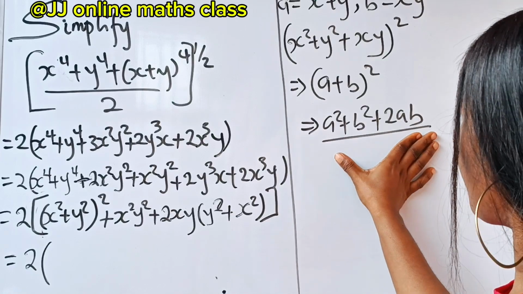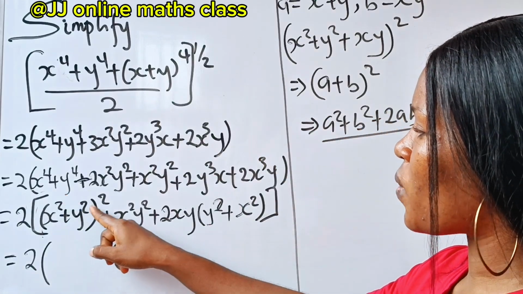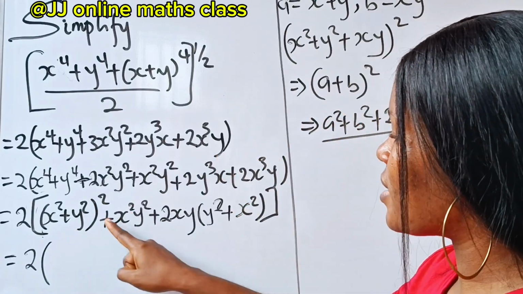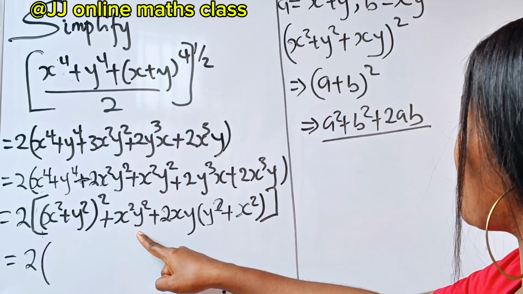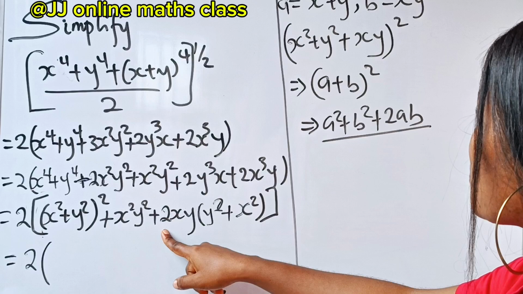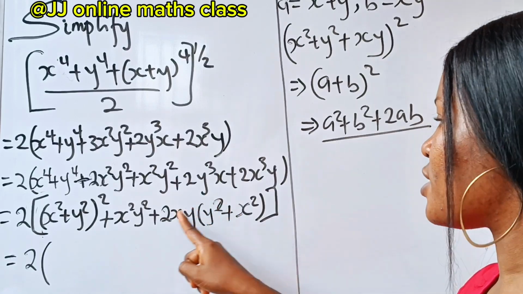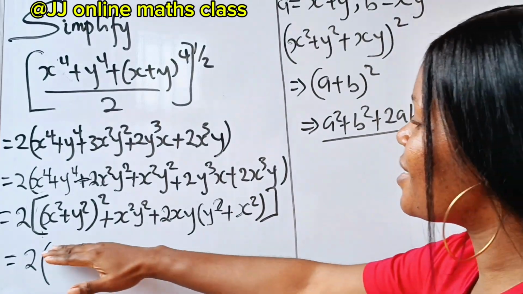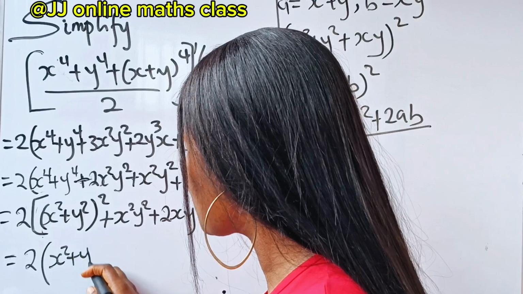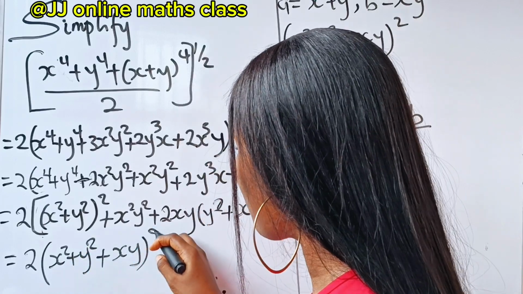Now let's relate it to what we have here. Remember that our a is x squared plus y squared, so this is our a squared, plus this is our b squared, since our b is xy, plus 2 multiplied by our b and our a, that is 2ab. So this simply means that this is the same thing as x squared plus y squared, which is our a, plus xy, which is our b, everything squared.